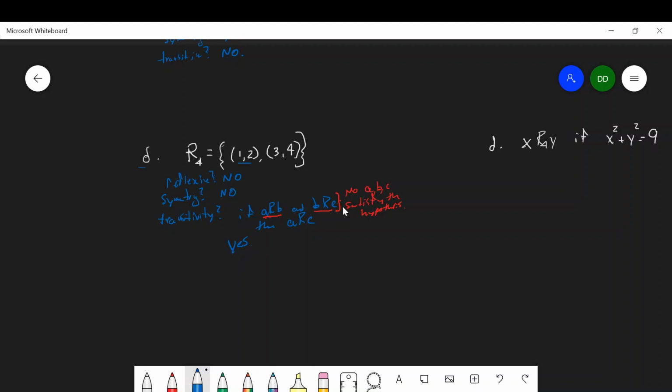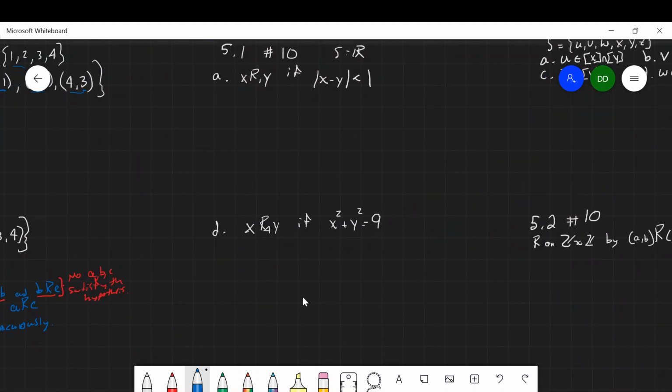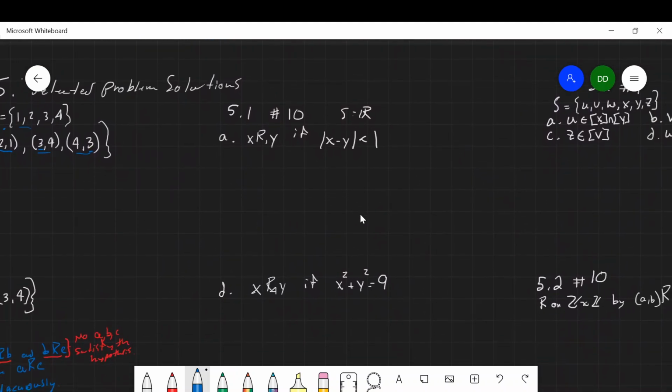And in this case, when the hypothesis of an implication is always false, when we're thinking of transitivity or symmetry, anytime we have some implication, we say that it's vacuously true that this is transitive. So yes, and we say vacuously. So it is vacuously true that this is transitive. So that's a bit of a weird one, hence why I wanted to go over it. All right, let's make our way to 5.1, number 10.